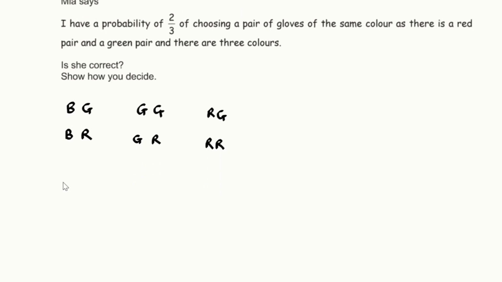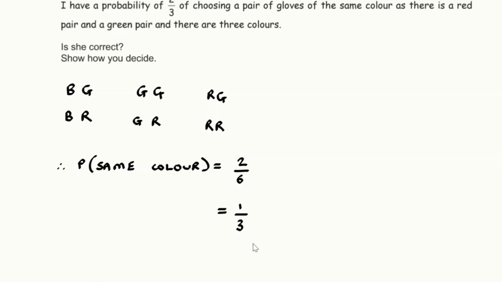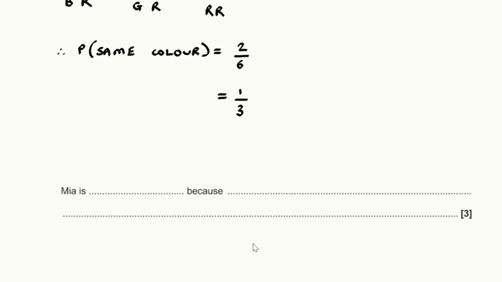So what we can see then is the probability that we've got the same colour is 2 out of 6. 2 of them are the same colour. This is the same as 1/3. So therefore the probability is equal to 1/3. So Mia is incorrect. And that's because the 1/3 does not equal the 2/3 which she got.